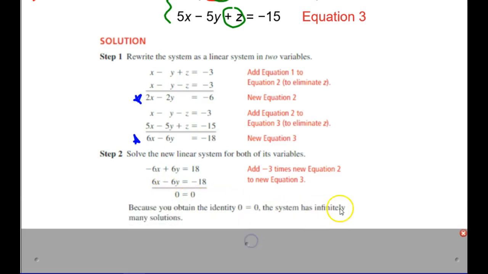So I know here that I have infinitely many solutions. Remember back when I said I end up with a true identity of 0 equals 0 or 18 equals 18, something like that. I know I have infinitely many solutions for this one.